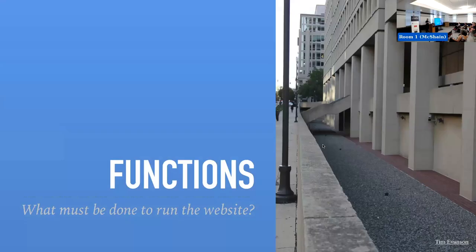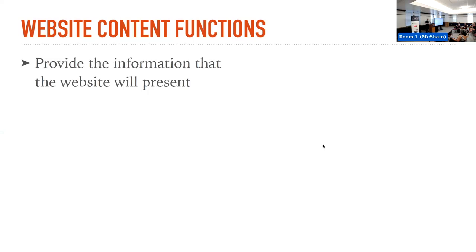Next element of actually running a website, which is what I'm going to call functions, which are, what are the things that we need to do to actually run the website? And it's kind of a handful of things. And I'm calling this website content functions. I'm a little more swayed towards the content area. I know there's also server-side things that need to happen. They don't come up with my clients as much as these kinds of things, right?